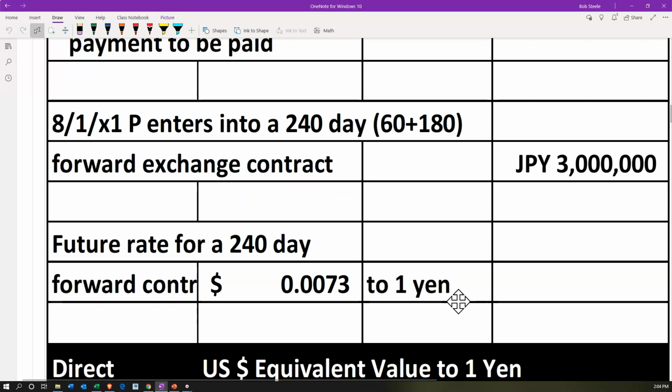Also, what's happening is that on 8/1/X1, the very beginning, before we even got the inventory, P enters into a 240-day, 60 plus 180-day forward exchange contract, meaning the 240-day contract will cover the 60-day time period from the point that we believe the contract's going to be taking place, until we get the inventory, and the 180 days from the point that we get the inventory and we pay off the accounts payable with the foreign currency, with the yen.